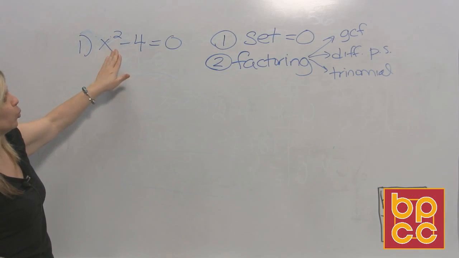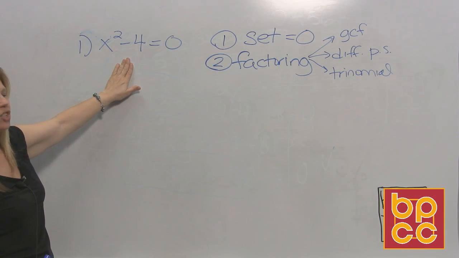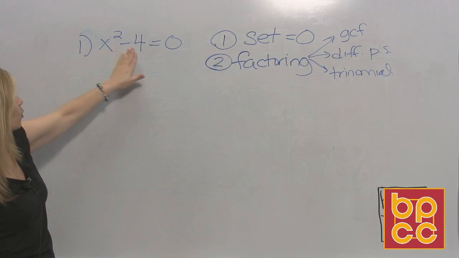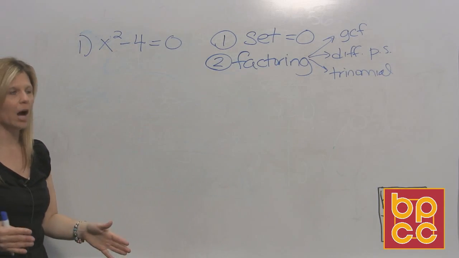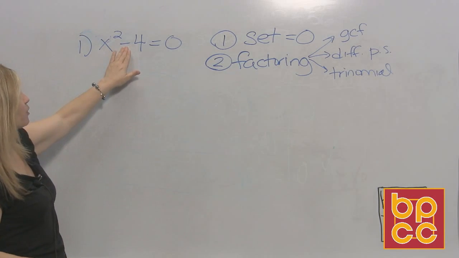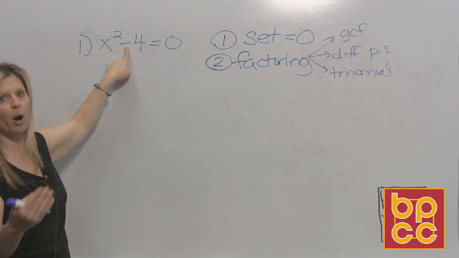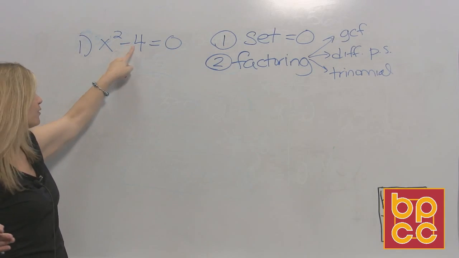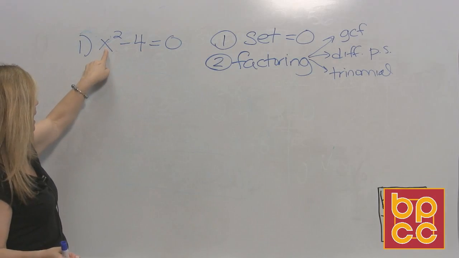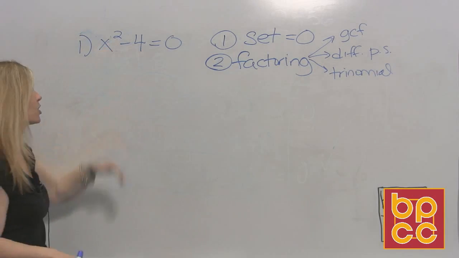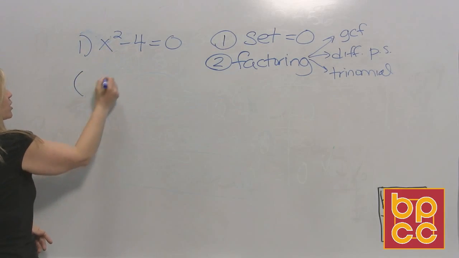So I'm going to ask you, what rule of factoring is this? Is this GCF? Can you divide x squared and 4 by the same thing? No. Okay? Is it difference of perfect squares? Difference has a subtraction symbol. Perfect squares are something times themselves. 4 is a perfect square. x squared is a perfect square. Yes. So we're going to factor this doing difference of perfect squares.